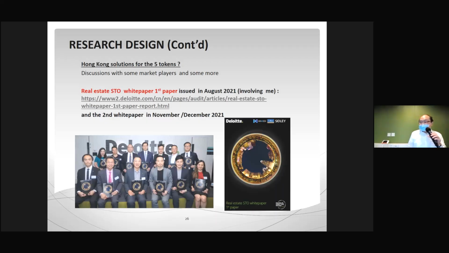Okay. Now, my thesis will be due next year. But in the meantime, I have joined a team. In fact, I asked somebody to help me to develop this. You can search this paper, real estate STO white paper, first paper. You can search it in Google, and it was just published in August 2021, involving Deloitte, Hong Kong BX, Colliers International, a real estate firm, and City Austin, a law firm. We have jointly published this paper, and this is the first paper on real estate tokenization for Hong Kong. And the second one will be in November or December, one or two months later. And the third one will be in the first quarter of next year. So we are now helping to create an ecosystem for Hong Kong for the trading of real estate tokens.